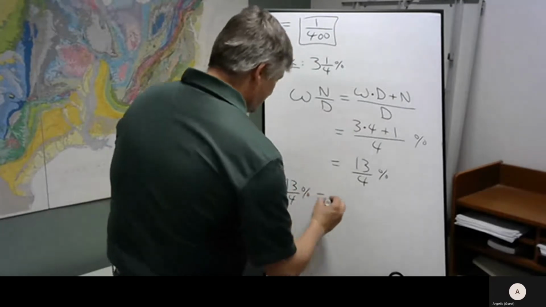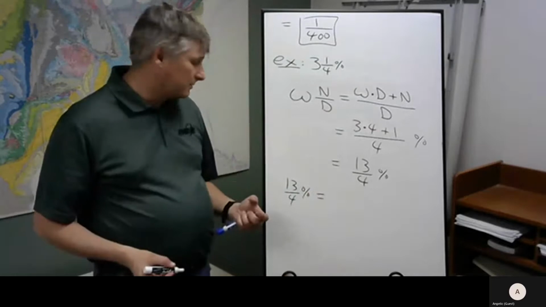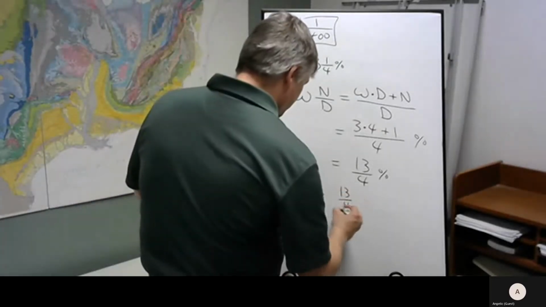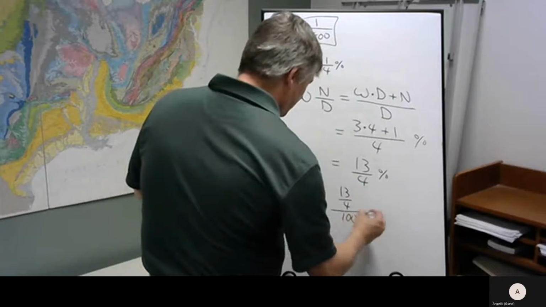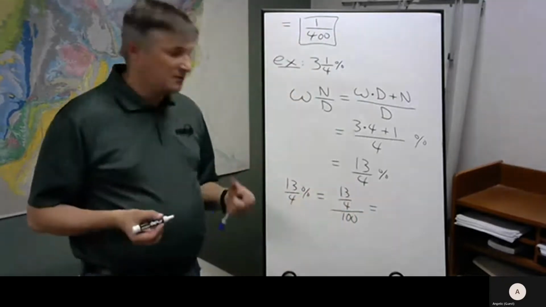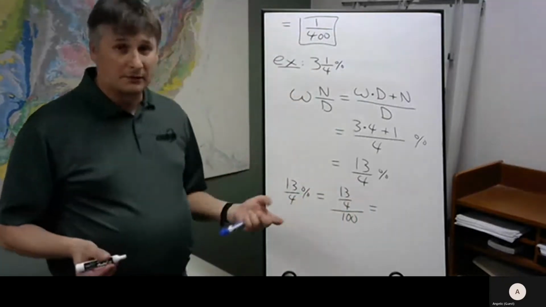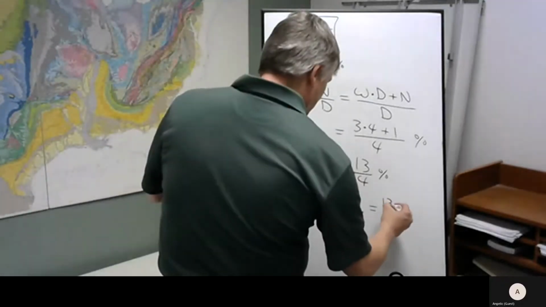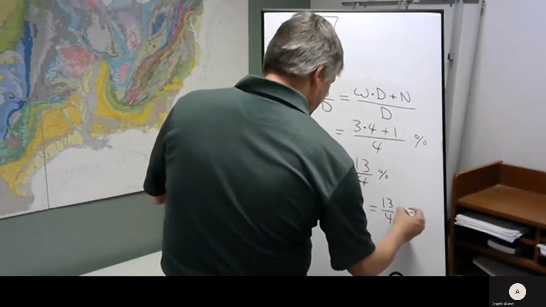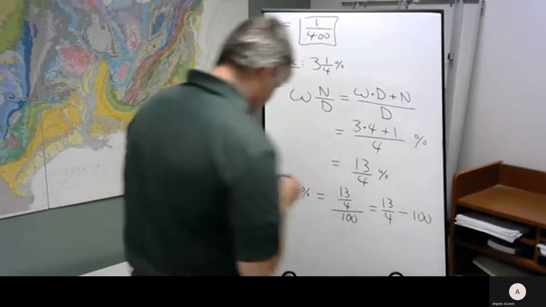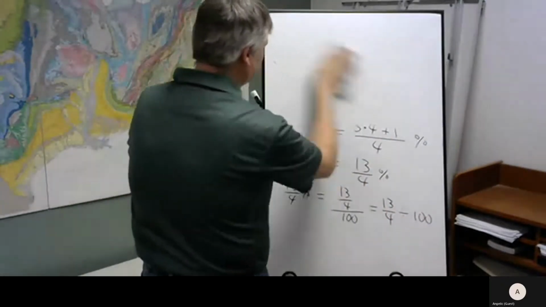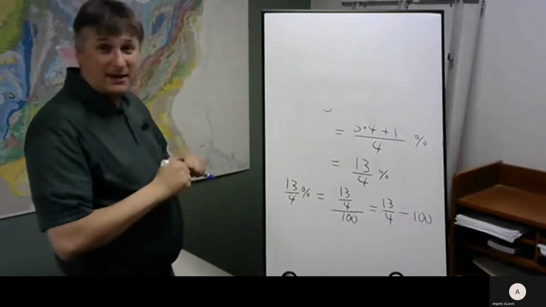13/4%, and because we're turning this into a fraction, what we got to represent it as is 13/4 over 100. Again, that's what a percent is. It's whatever this is over 100. Now again, we're dividing fractions. So this is 13/4 divided by 100. We do our KFC.